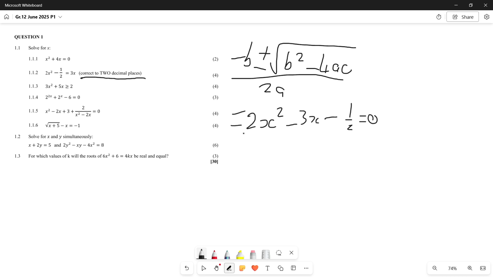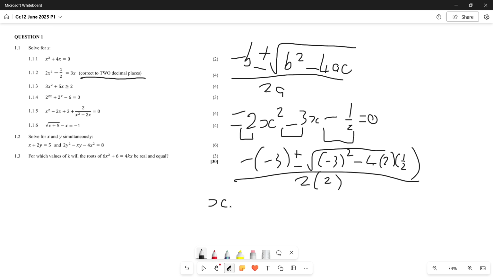Cool. So now that we have it in standard form with our x squared first, then our x value, and then our value without any x on it, this value over here, this 2, is our a value. This -3 is our b value, and this -1/2 is our c value. So with that, we can then go ahead and sub it into our quadratic formula.